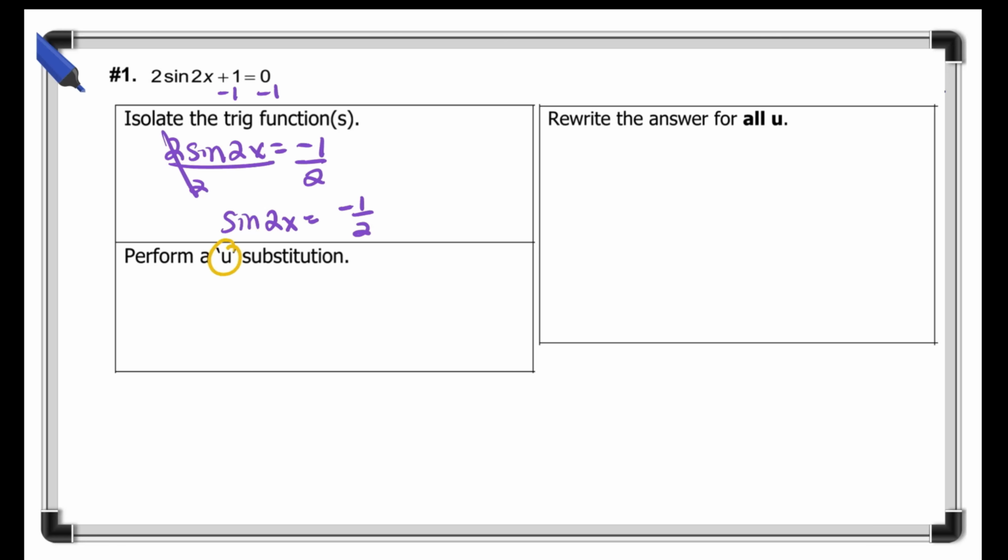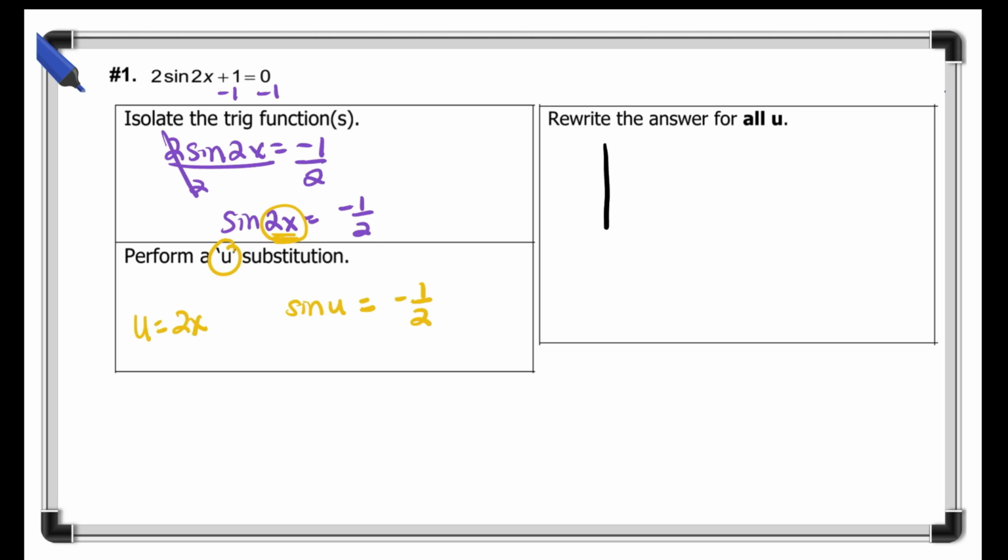So what we're doing is a U substitution. We're saying that U represents that 2x. Doing so, when I'm substituting, I'm saying that sine of U is equal to negative 1/2. Doing this allows me to look at that more easily in the unit circle.